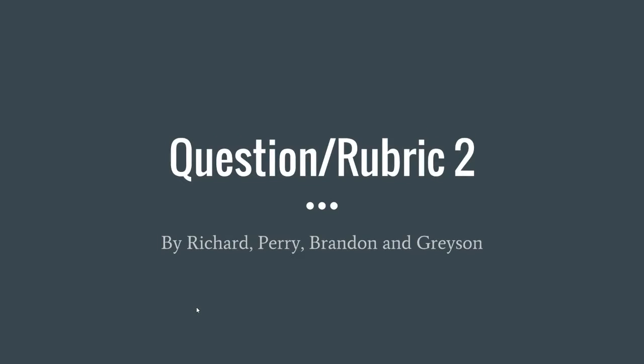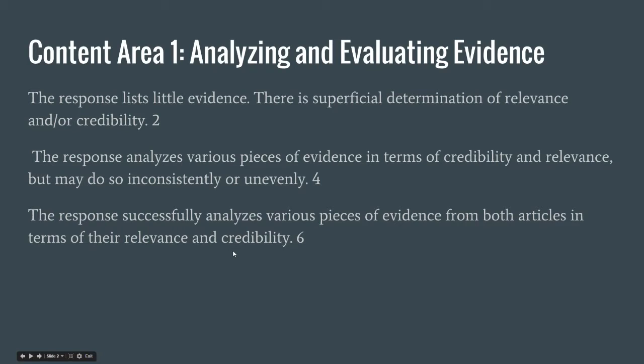This is a PowerPoint on question 2 of the AP seminar exam. My first 3 slides will be going over the 3 main parts of the rubric and sort of analyzing them, while later I'll be explaining how to be successful on these. This first part of the rubric is analyzing and evaluating the evidence.